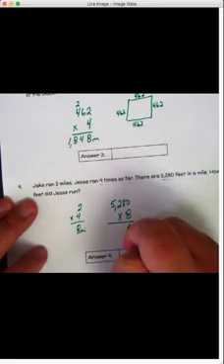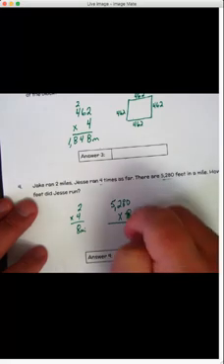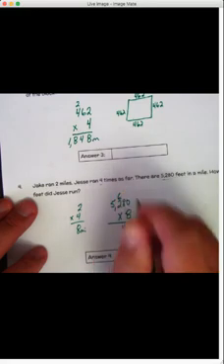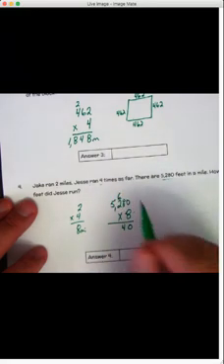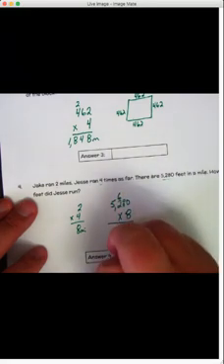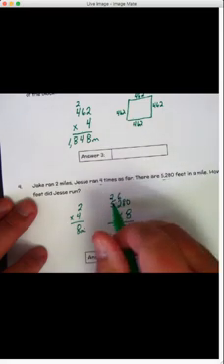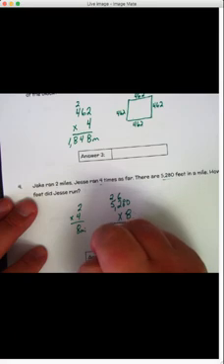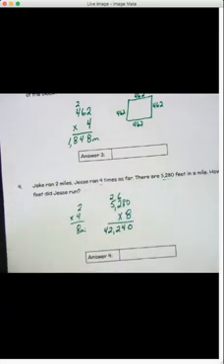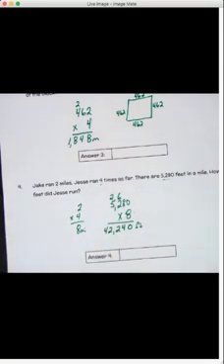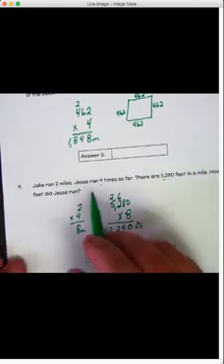8 times 0 is 0. 8 times 8 is 64. We'll put our 4 down, carry our 6. 8 times 2 is 16, plus 6 is 22. Put our 2 down and carry our 2. 8 times 5 is 40, plus 2 is 42. So Jesse ran 42,240 feet. So just like yesterday's problem, this was a 2-step problem, wasn't it?